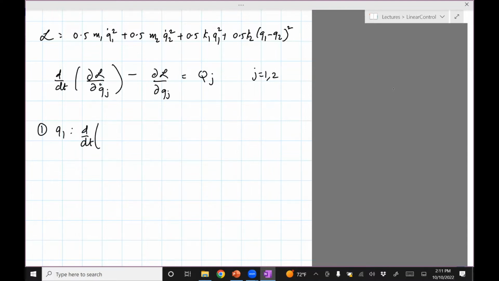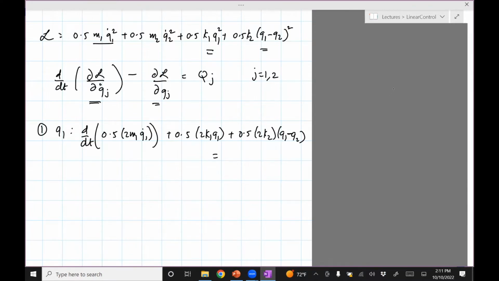d/dt of the derivative of L with respect to Q1 dot, we only have the first term, so 0.5 times 2 m1 Q1 dot. Okay, that's all in the first part. Second part, we need to differentiate with respect to Q1, and you see there are two terms. This is the first, this is the second one. So let's take those derivatives. It's 0.5 times 2 times K1 Q1 plus 0.5 times 2 times K2 (Q1 minus Q2).